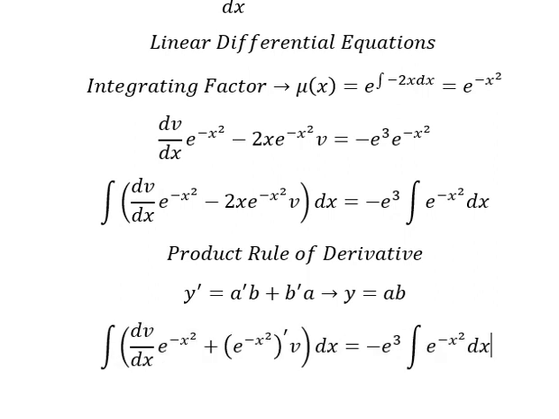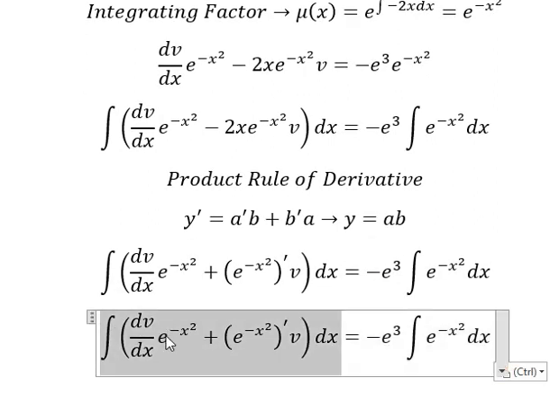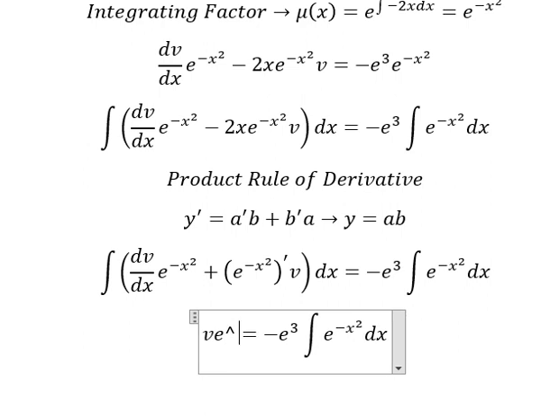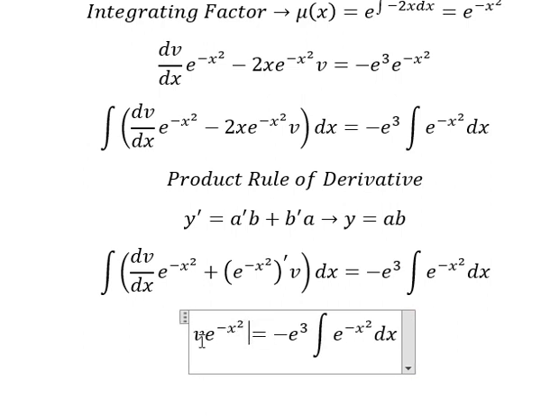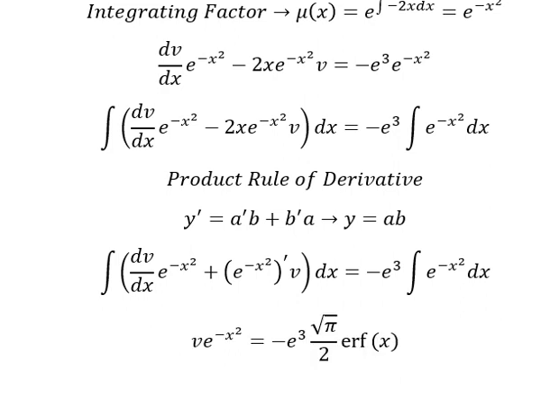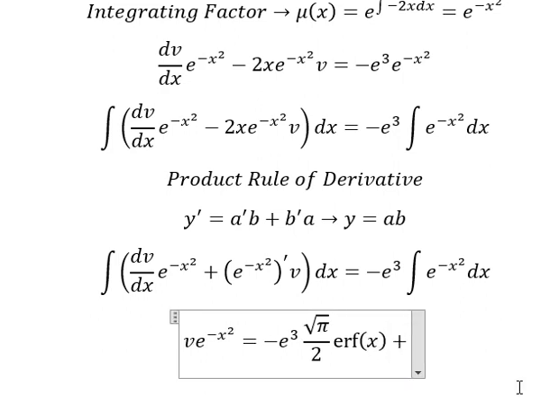So the integration of that one, we have v e to the power of negative s squared. So the integration of this one is the square root of pi over 2 times the error function. And now I will put c.